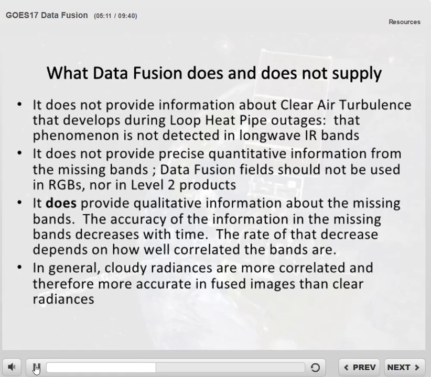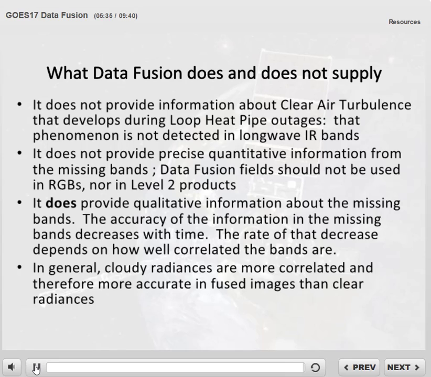Errors from fusion do increase with time, depending on how well correlated bands are with the clean window. Cloudy radiances are better correlated than clear ones. Errors in data fusion products mean that data fusion imagery should not be used in RGBs nor in level 2 products. Fusion is provided to give a guess at how the image would look based on its previous relationship to the clean window.